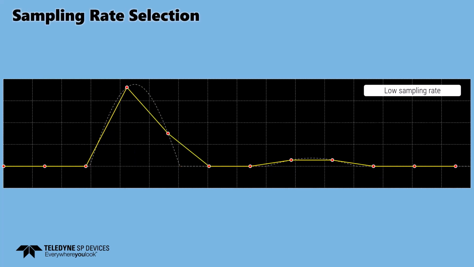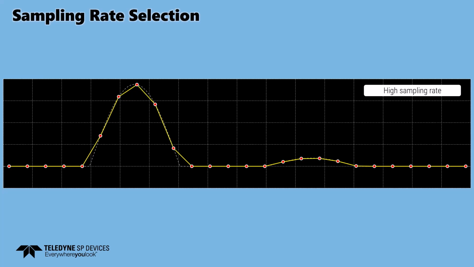First, we need to select the digitizer with a sufficient sampling rate. If the rate is too low, there will be few samples per pulse and the measured signal, shown in yellow, won't accurately reflect the analog input shown in gray. With increasing sampling rate, the number of samples per pulse also increases, resulting in a more accurate representation of the actual input signal.